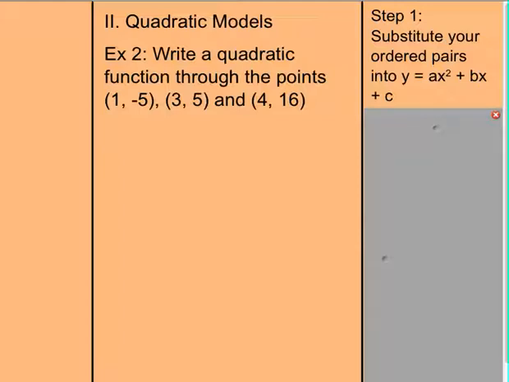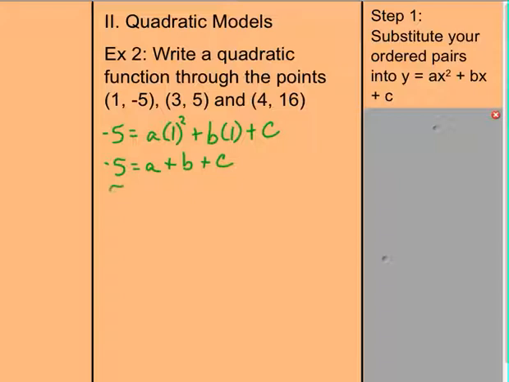Now in this case, what we're looking for are our a, b, and c. What we know are our x and y, the ordered pairs. So we're going to write a system of equations to solve for a, b, and c. So using my first ordered pair, -5 is y, x is 1. Simplifying, we get -5 equals a plus b plus c.